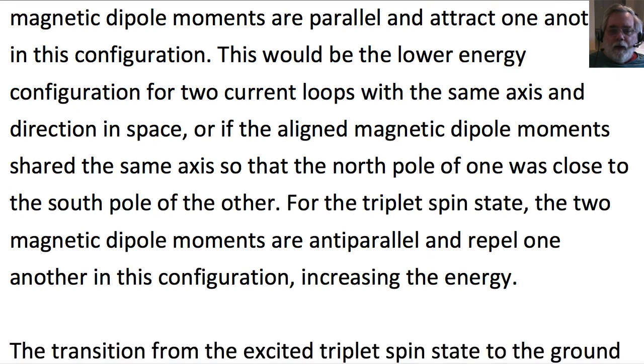This would be the lower energy configuration for two current loops with the same axis and direction in space, or if the aligned magnetic dipole moments share the same axis, so the north pole of one was close to the south pole of the other on the same axis. For the triplet spin state, the two magnetic dipole moments are antiparallel and repel one another in this configuration, increasing the energy.